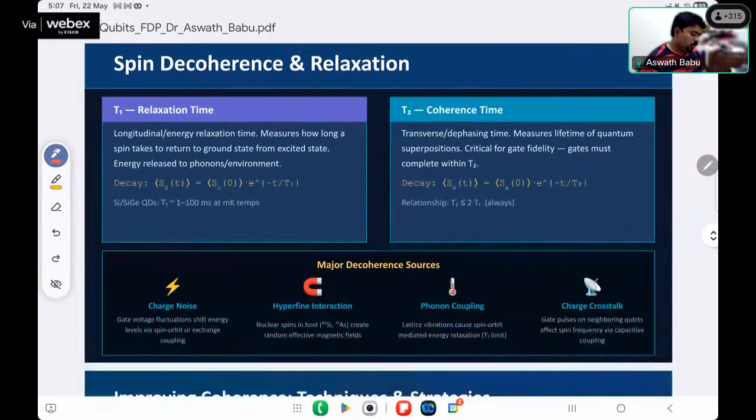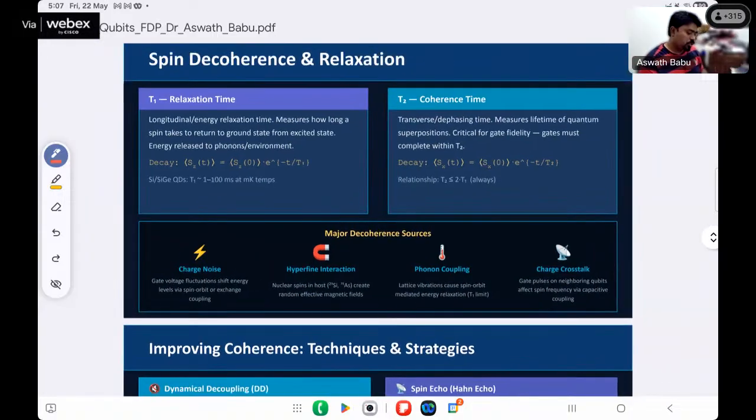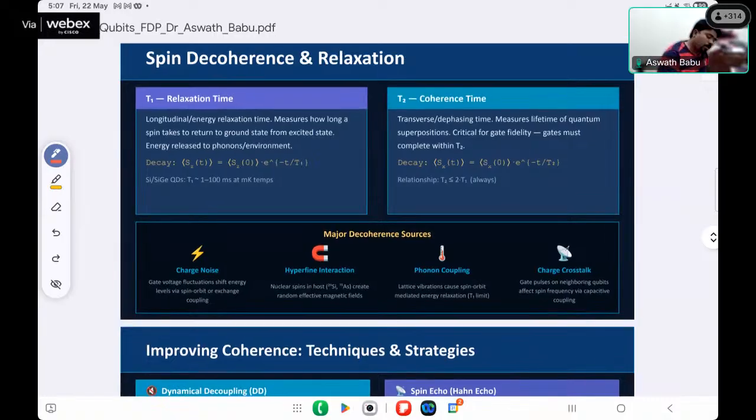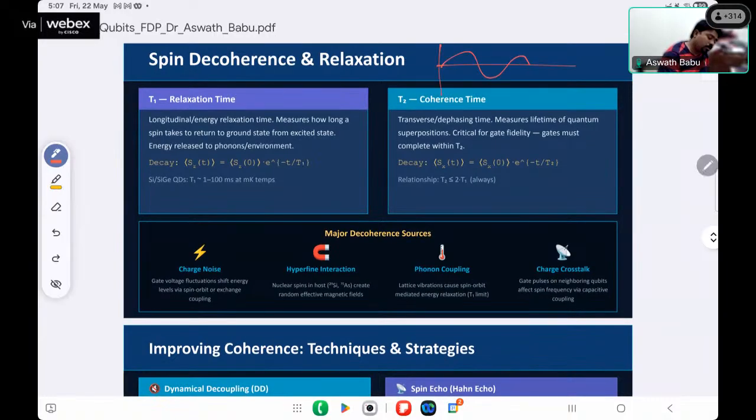Okay, spin decoherence and relaxation. Whenever I create a superposition of spin, like up spin and down spin, like a rotation, this is not going to exist forever. It is going to decay, or deviate from oscillation to damping. So this is also called the decoherence factor. Okay, so that is what relaxation is.